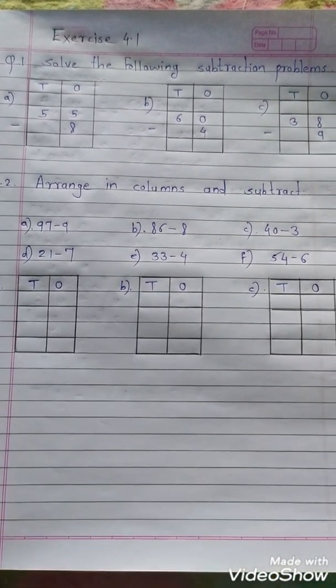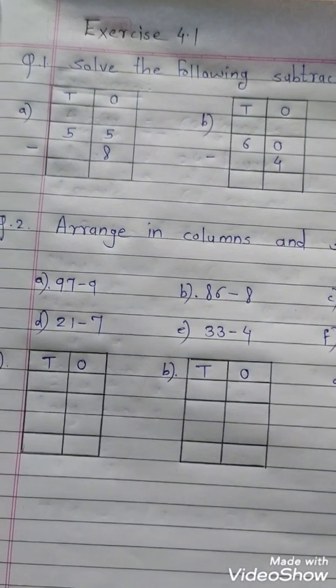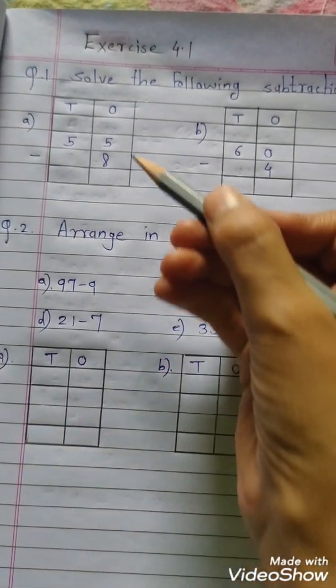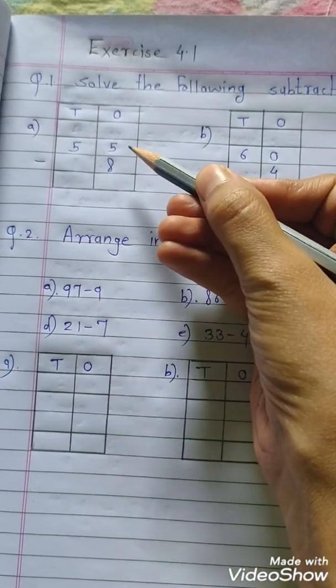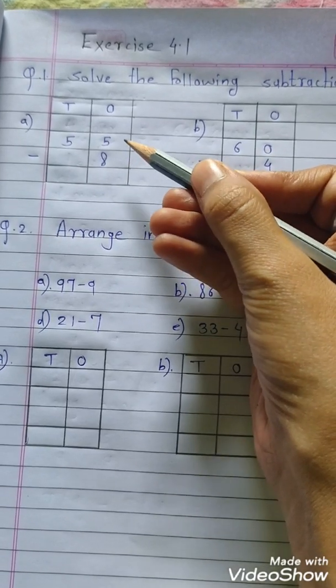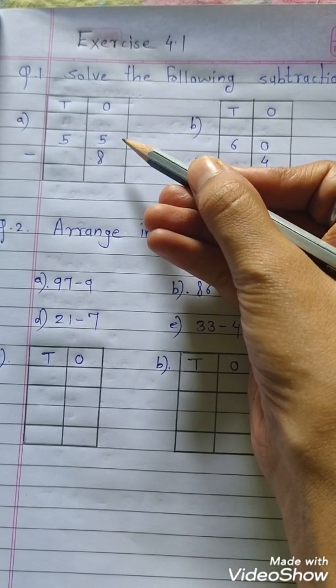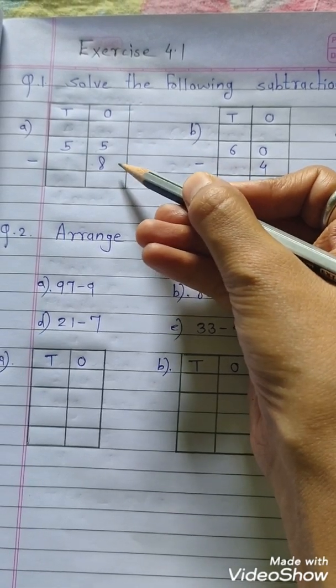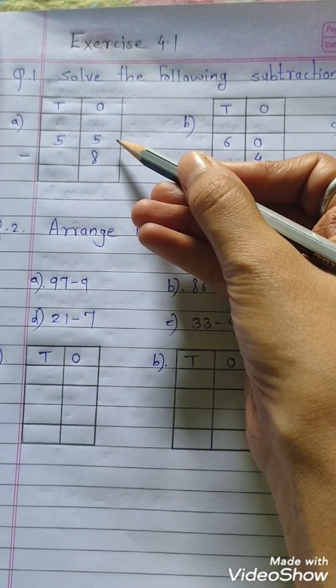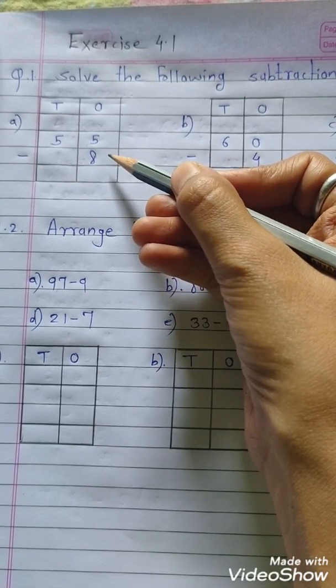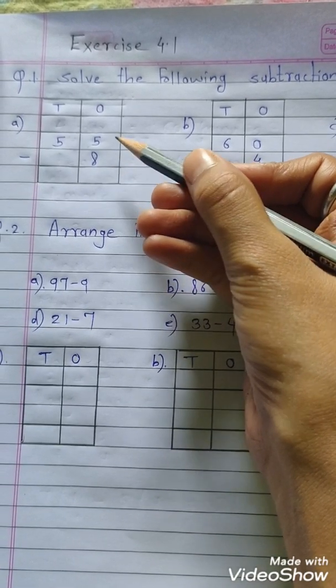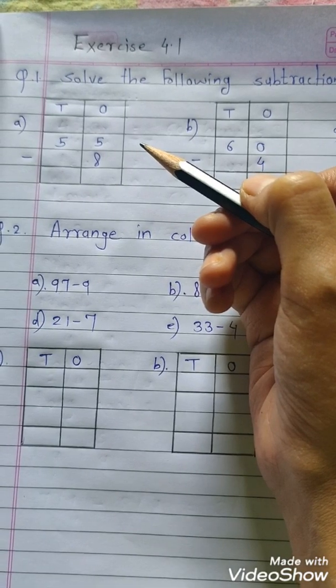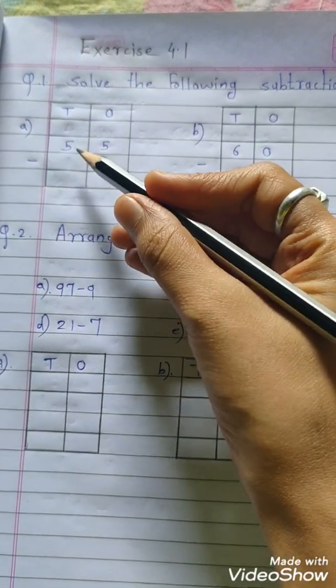The first sum is given: 55 minus 8. So starting from the ones column, 5 minus 8. Initially our first condition is what? To check that the first number should be bigger than the second one. Now it is not, as 5 is smaller than 8, we can't subtract 8 from 5. So what we will do, we will borrow from the next digit.